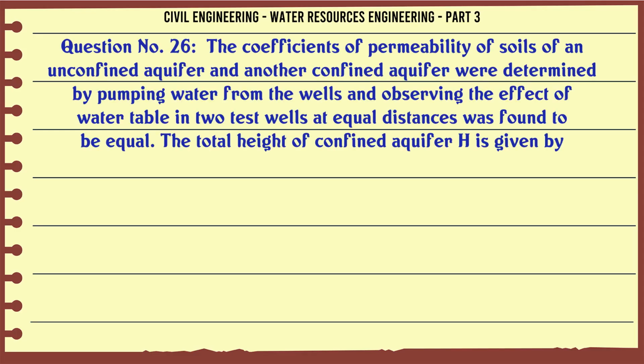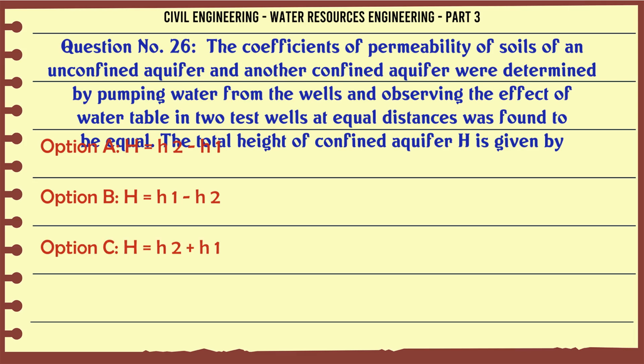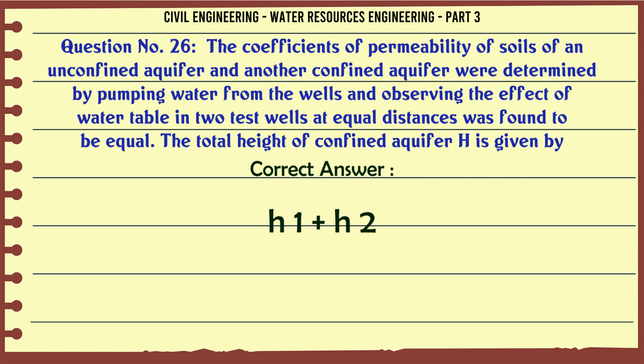The coefficients of permeability of soils of an unconfined aquifer and another confined aquifer were determined by pumping water from the wells and observing the effect on the water table in two test wells at equal distances, which was found to be equal. The total height of confined aquifer H is given by A. H equals H2 minus H1, B. H equals H1 minus H2, C. H equals H2 plus H1, D. H1 plus H2. The correct answer is H1 plus H2.